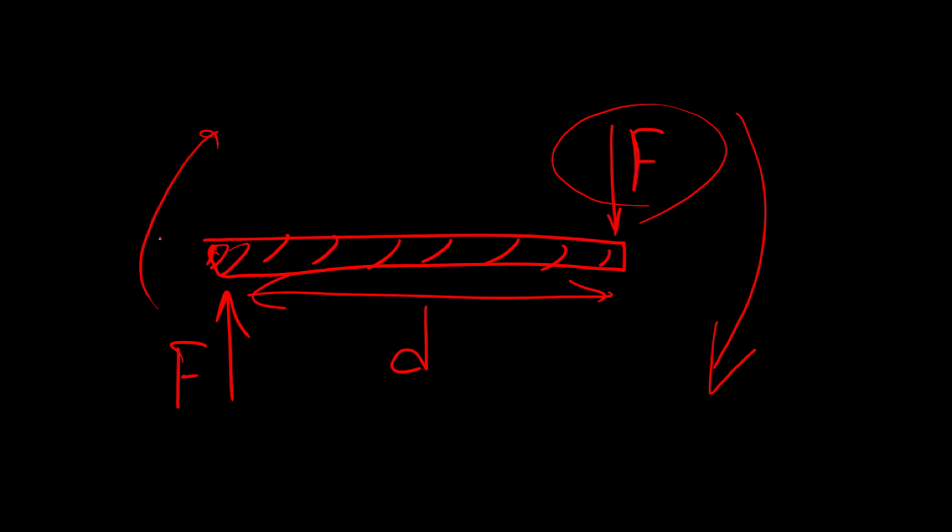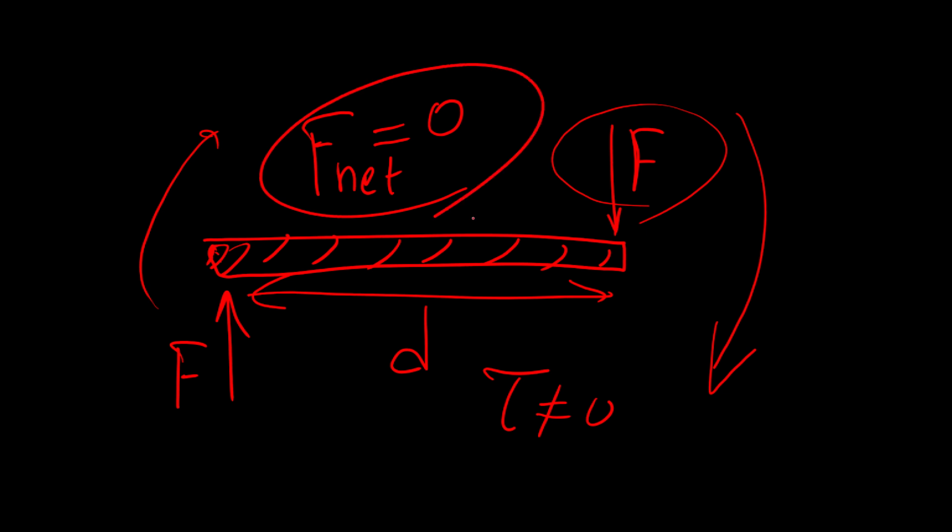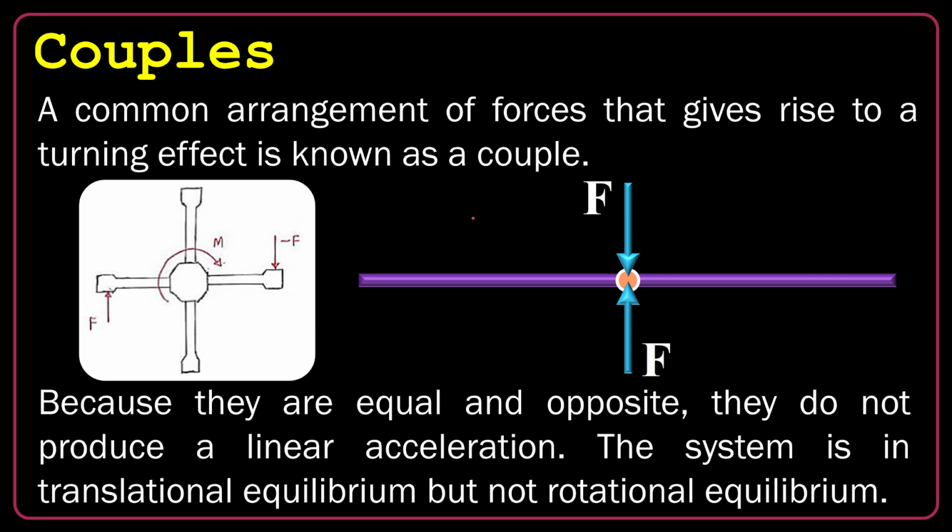Keep in mind that the net torque is not 0. A couple will always have a rotational effect, a torque, but F net is 0. It's very important. The reason is that they are opposite and equal. So the couple will not make any linear acceleration, but it will necessarily make rotational acceleration.